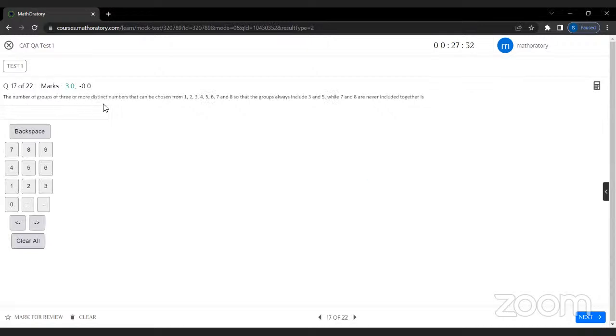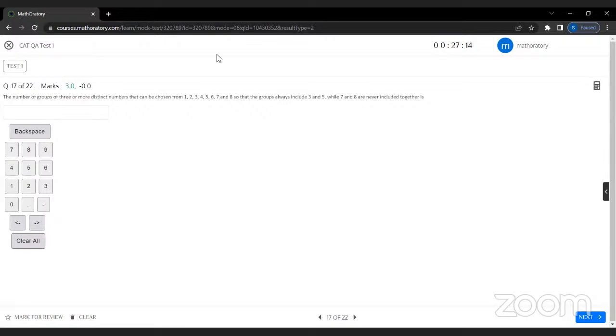Number of groups of 3 or more distinct numbers that can be chosen from 1, 2, 3, 4, 5, 6, 7, 8. The groups always include 3 and 5, and 7 and 8 are never included together. Both can be excluded. So I think we have to take 3 cases: 3, 5, 7; 3, 5, 8; and 3, 5, not 7, not 8.